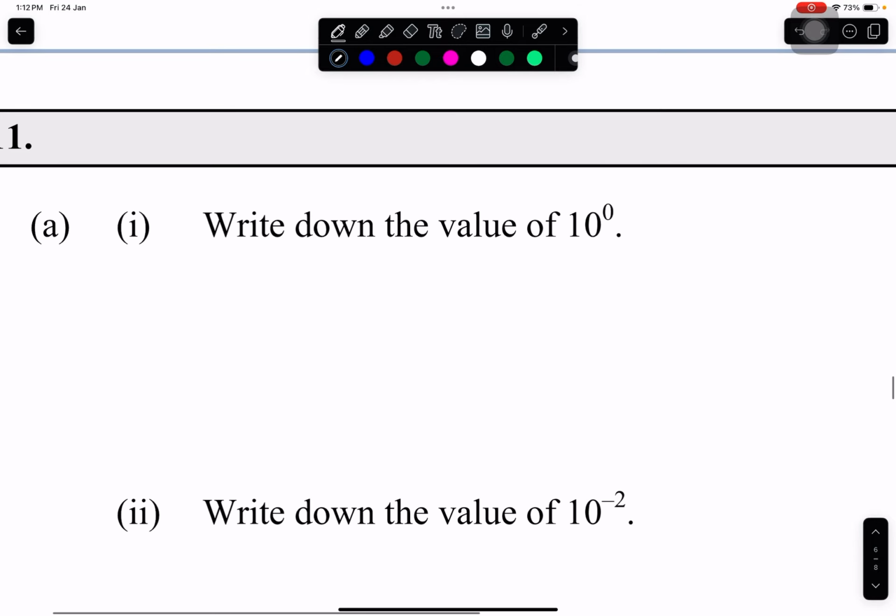Write down the value of 10 to the power of 0. So anything to the power of 0, it's a 1. So that will equal a complete 1.